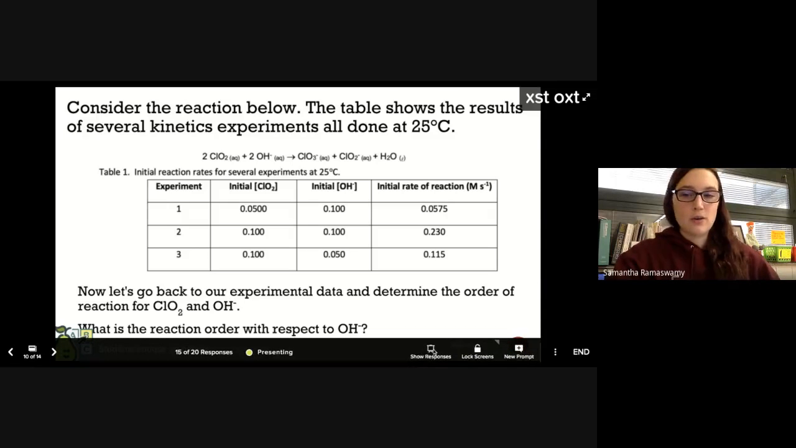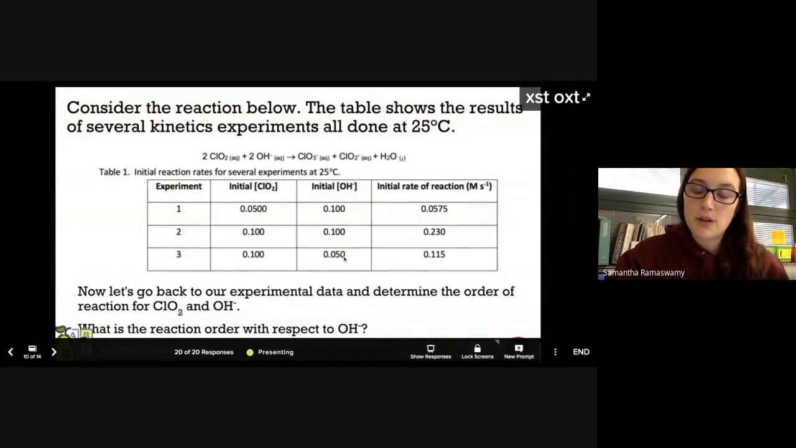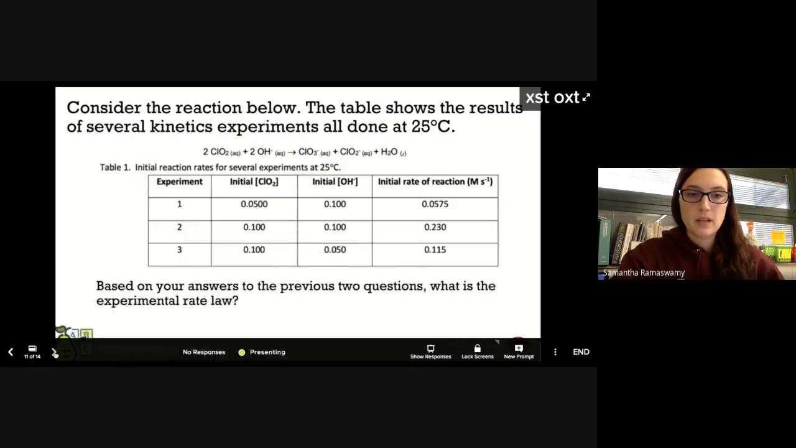Yeah, good. So we have everyone choosing first order, which is correct. Again, the reason that it's first order is because as I double the concentration of OH minus, I double the rate. So whatever I'm doing to the concentration, I'm doing the exact same thing to the rate.